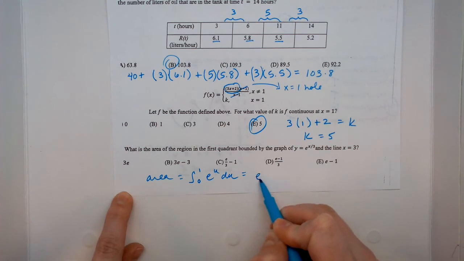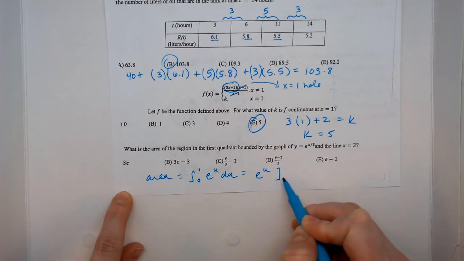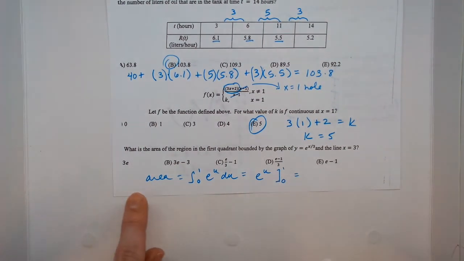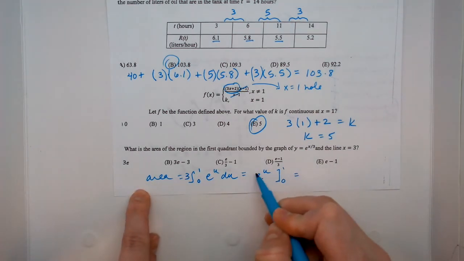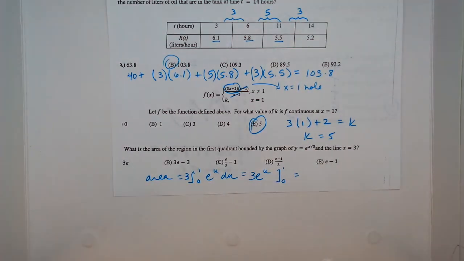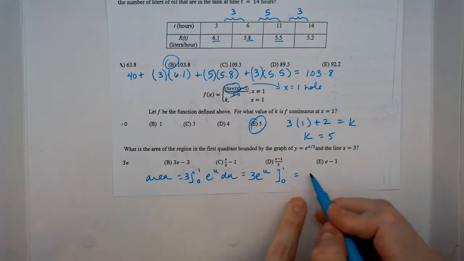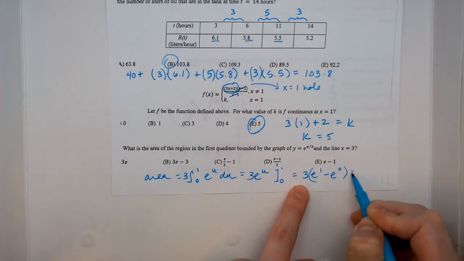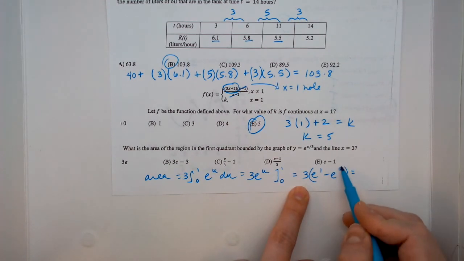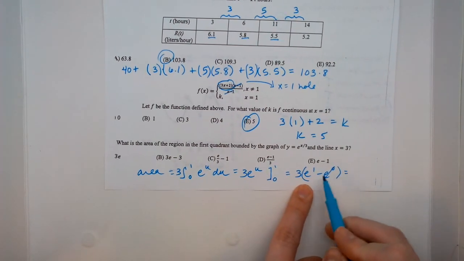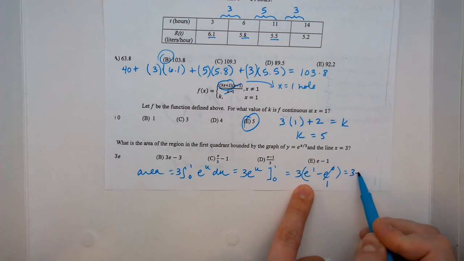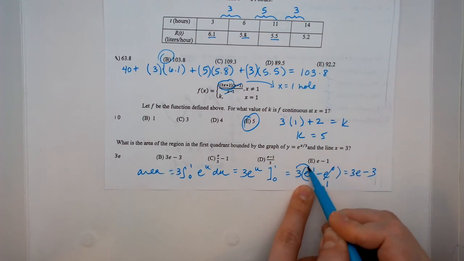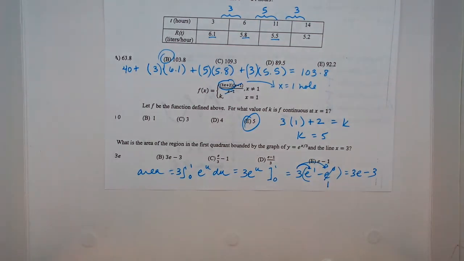The integral of e to the u is just e to the u. We know that from memorizing our rules. And don't forget the 3. That'll get you. Okay, so now we have 3 times e to the 1 minus e to the 0. And remember that e to the 0 is just equal to 1. That's one of your rules as well. So now we have 3e minus 3, because you have to distribute that 3. And that is answer choice B.